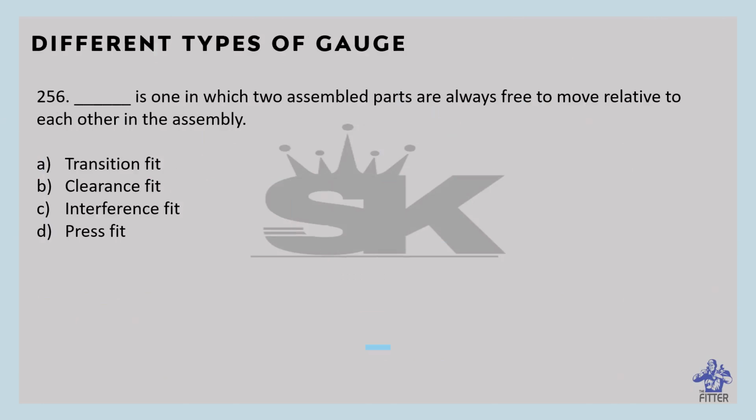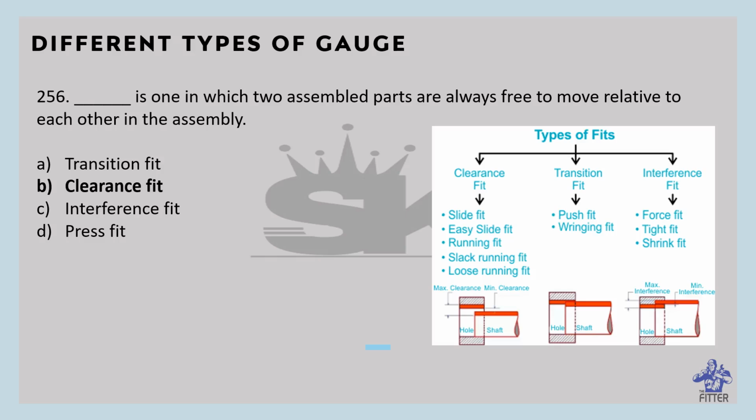Dash is one in which two assembled parts are always free to move relative to each other in the assembly. We have discussed that. That is a clearance fit. You can see here in the image, it is one in which two assembled parts are always free to move relative to each other. There is no external force needed here, so it is free to move. So that is the clearance fit.